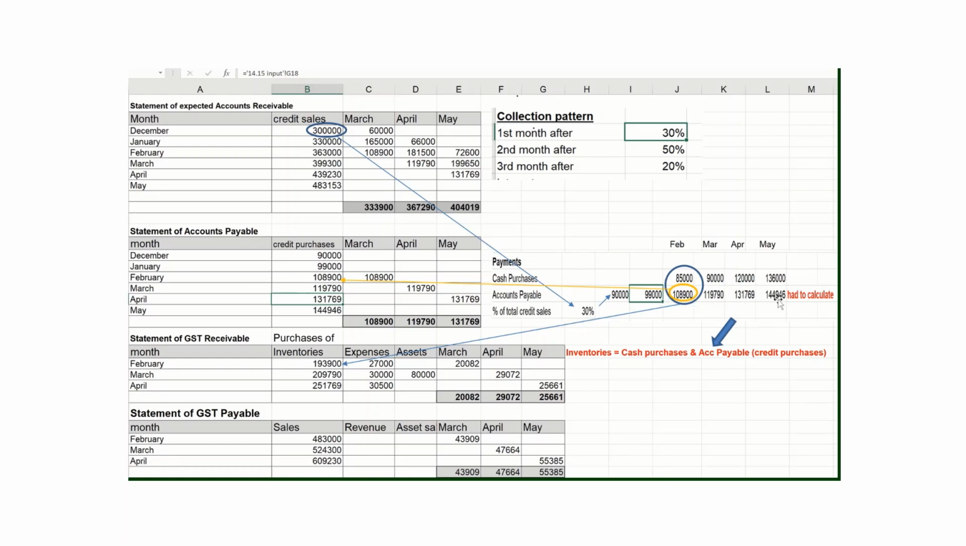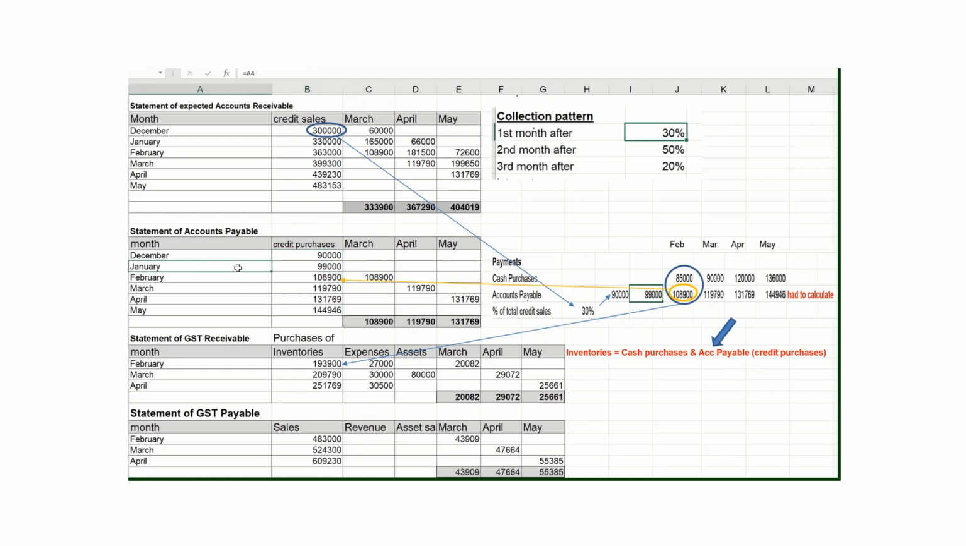Now I've done it there as well, and I've copied and pasted this from my input sheet because I want to explain it in the next one when we come to GST. All right, so firstly, if we just close off with a statement of accounts payable, these amounts we got from 30% from our credit sales. And that's where we got all these amounts from.